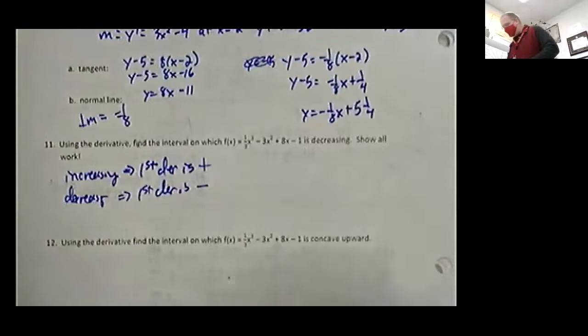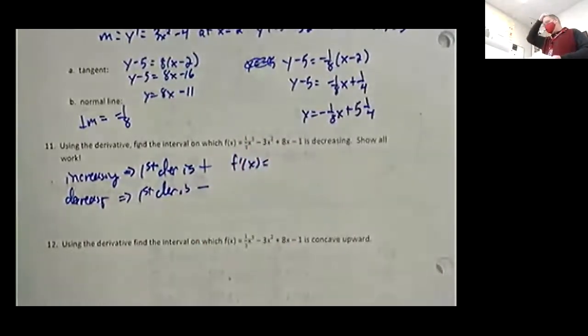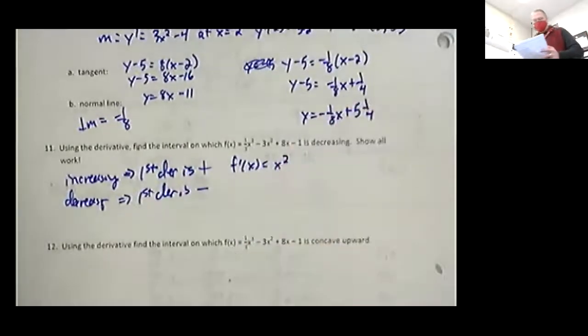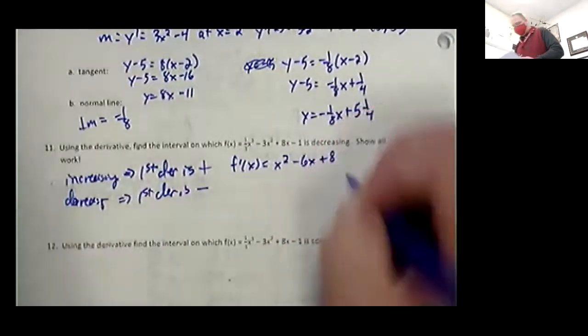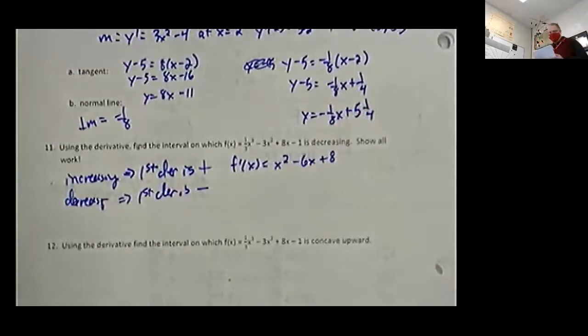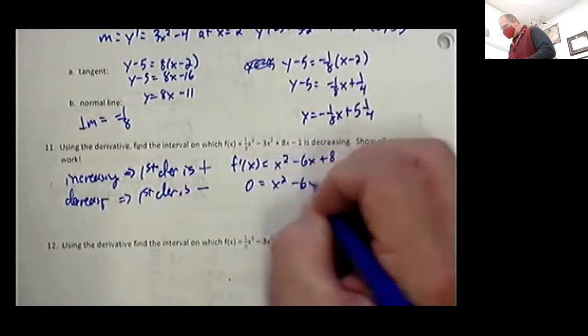So what do we need to find? Well, we need to find the first derivative. So 1/3 x cubed, 3 times 1/3 is 1. That leaves us with an x squared minus a 6x plus an 8. We want to see then where those points change from increasing to decreasing. To do that, we're going to set this equal to 0: 0 equals x squared minus 6x plus 8.